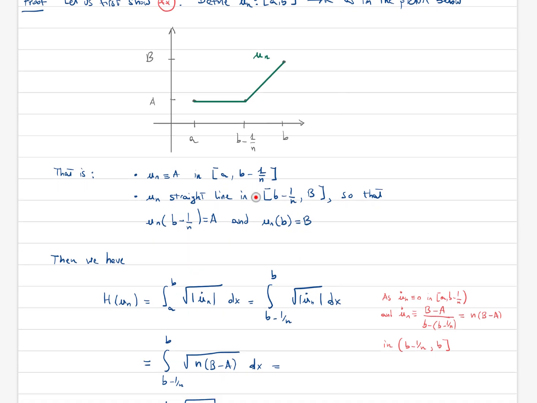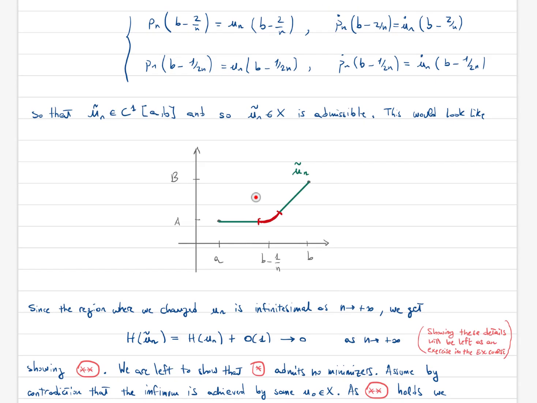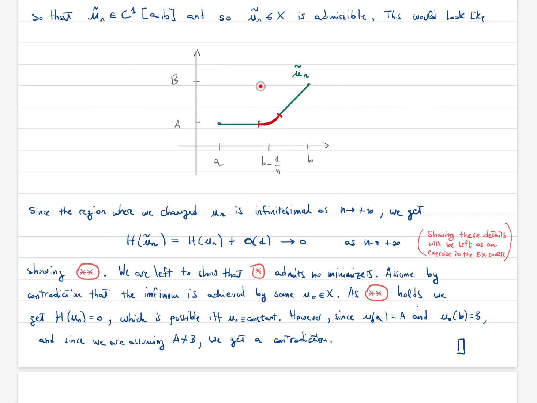Okay, I will not do the explicit calculation, but it's not hard to believe that since we are changing the function un in such a small interval here, the energy of un tilde is equal to the energy of un plus something that goes to 0 as n goes to plus infinity. So basically this shows that we can produce a sequence in X such that the energy goes to 0.